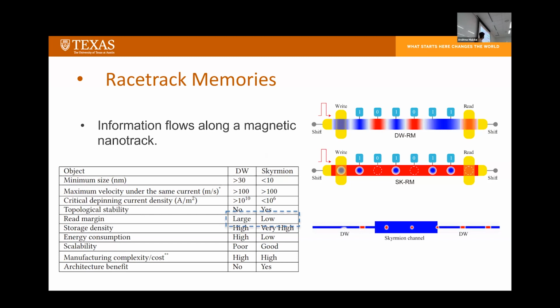the read margin. This is particularly because the skyrmions are very small in size, of a few nanometers in radius. So this makes it very hard to read them compared to the domain walls. And one of the architectures proposed was to have a conversion between domain wall and skyrmions. So whenever you want it to be read, you can convert it to a domain wall at the readout head.